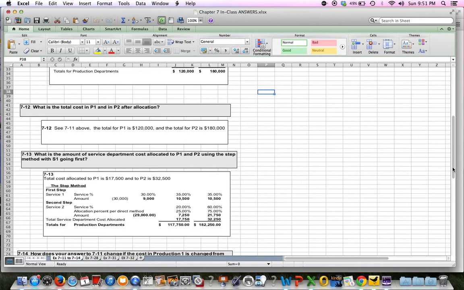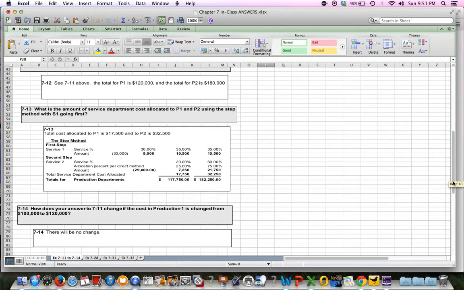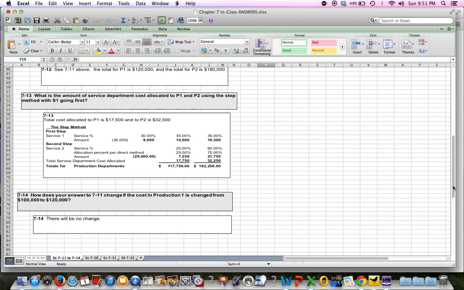So this method is just a little bit more detailed, the step method is, than the direct method. And then you can see here for 714, the answer is that the costs do not change.